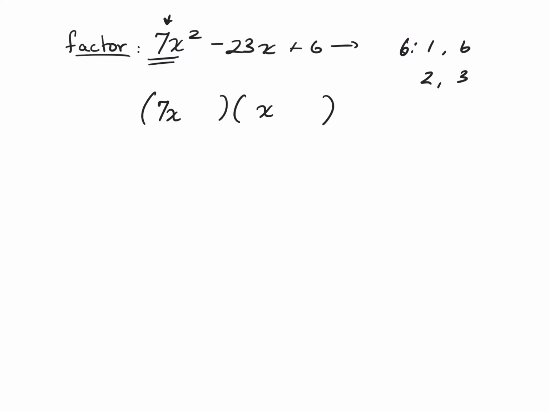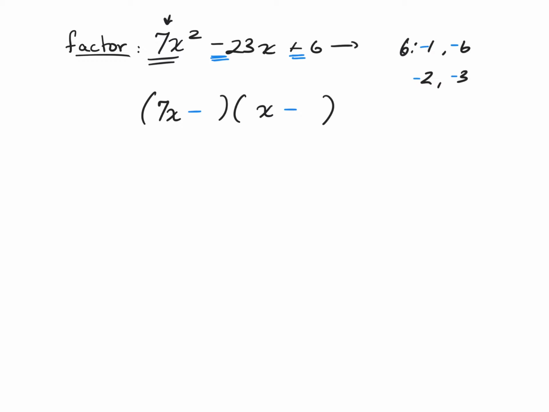Now, I want to point something out to you. Going back to the original problem, you see how this middle term is negative. If that middle term is negative and this last term is positive, it means you're going to use two negatives to multiply together to make positive 6, and that way when they get added together, it's going to make negative 23. So what I noticed is that the last term was positive and the middle term was negative, which means both my factors will be negative. So these will both be minuses.